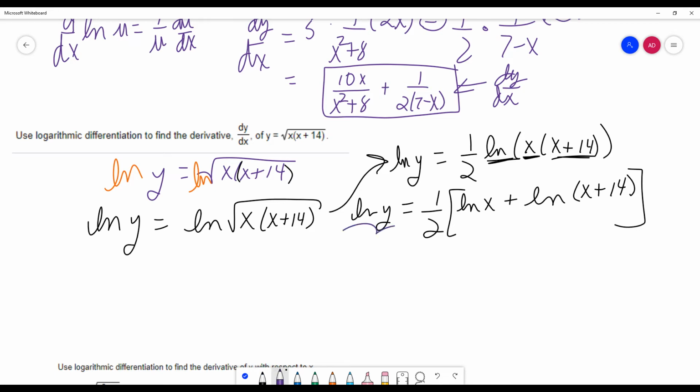Now, here we go. Find the derivative. Well, the derivative of the natural log of y is 1 over y, dy dx. And then over here, the 1/2, he's just chilling, right?